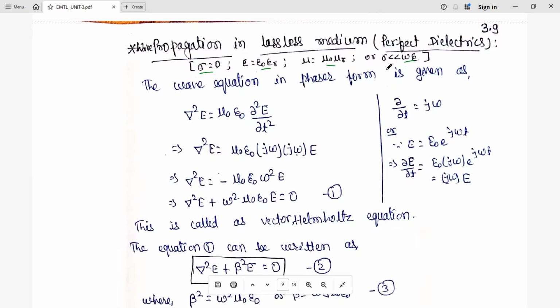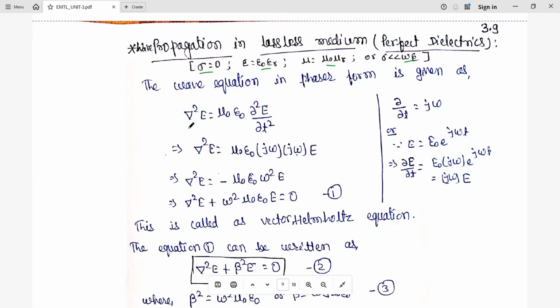In the next derivation we'll see that we have the ratio of sigma by omega epsilon. On the basis of that, the propagation constant has alpha, the attenuation constant, and beta, the phase constant. We are going to see how it depends. Okay, let's see about wave propagation in the lossless medium.